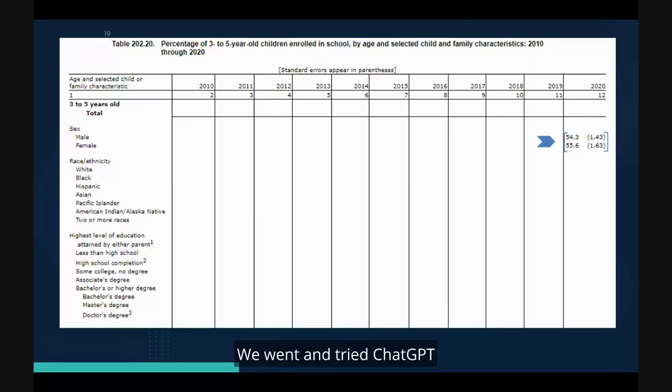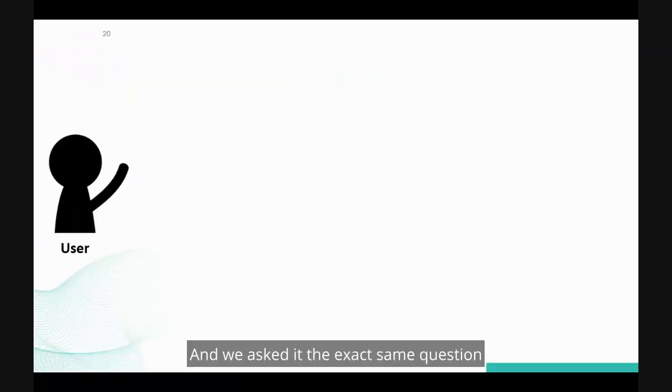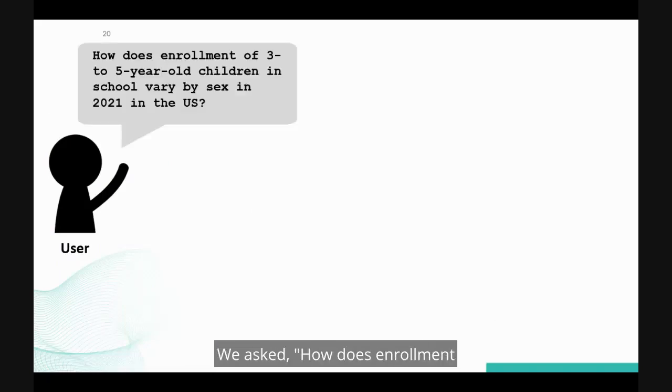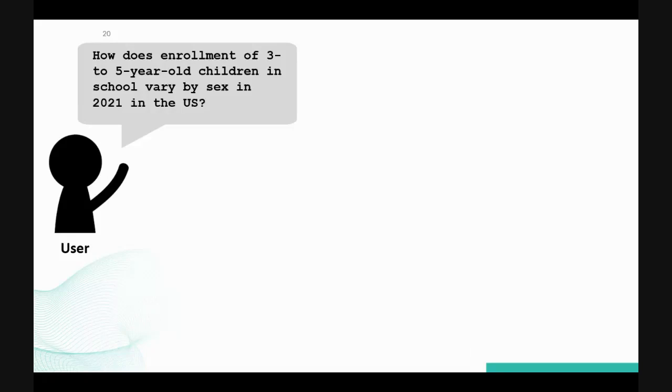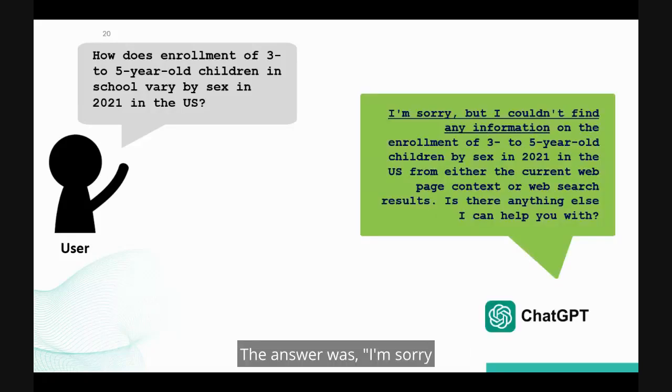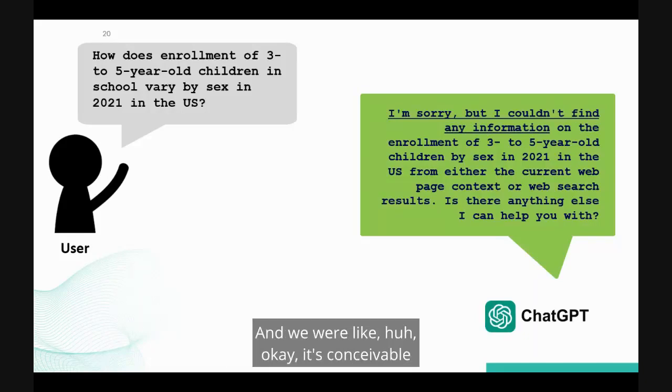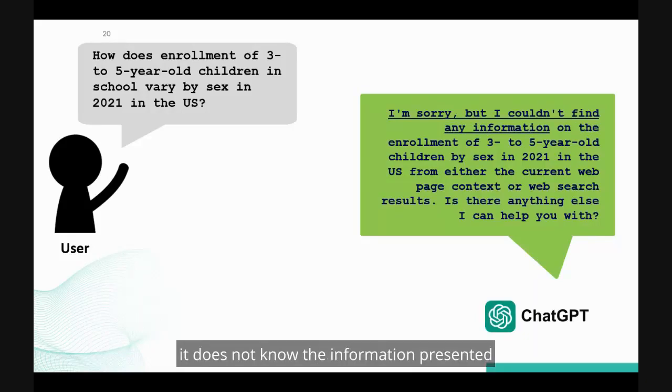We went and tried ChatGPT using a different user account. And we asked it the exact same question, but for a different year. We asked, how does enrollment of 3 to 5-year-old children in school vary by sex in 2021 in the US? And this time, we're asking about 2021, not 2020, and we are not providing it the URL. The answer was, I'm sorry, but I couldn't find any information. And we were like, okay, it's conceivable. It does not know the information presented in all digest tables.